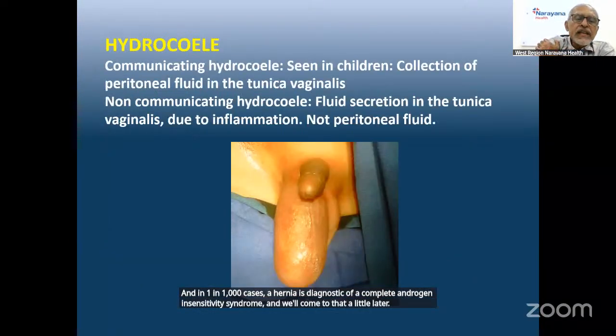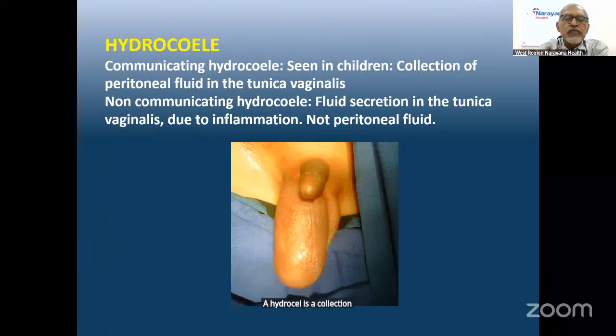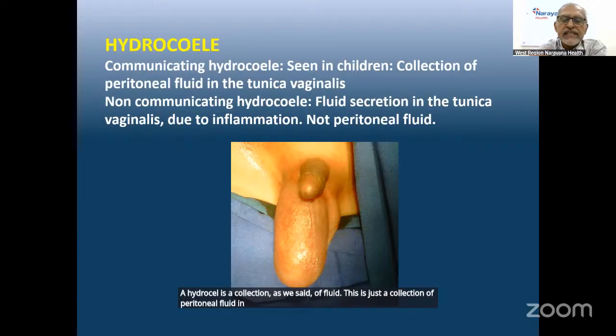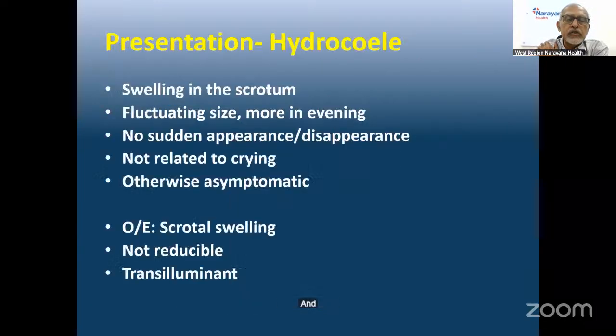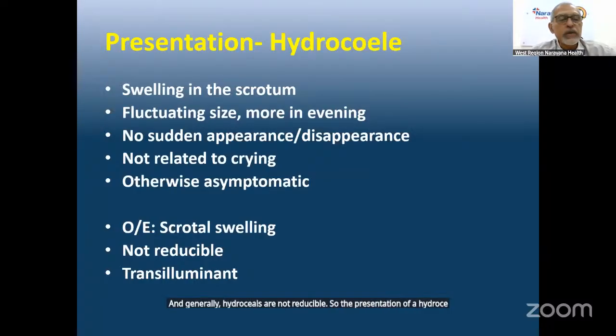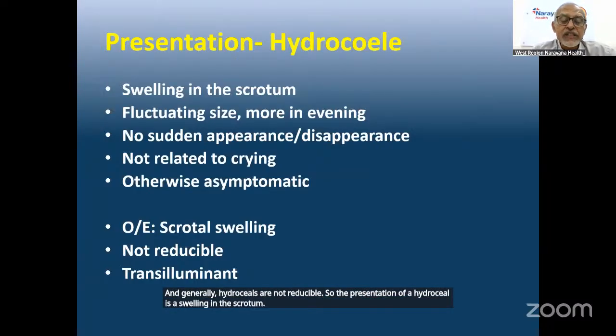A hydrocele is a collection, as we said, of fluid. This is just a collection of peritoneal fluid in the tunica vaginalis, and generally hydroceles are not reducible. So the presentation of a hydrocele is a swelling in the scrotum, with a fluctuation in the size of the swelling.